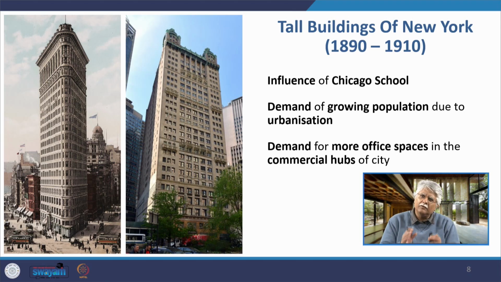It was the influence of the Chicago school there, again the demand of a growing population, which gave rise to urbanization and brought intense pressure on the land, and thus the need to go vertical. As a result, there was demand for more office spaces in the commercial hubs of the city, and just as in Chicago it was the area called the Loop that became the focus of the skyscrapers, in New York it became the island of Manhattan.